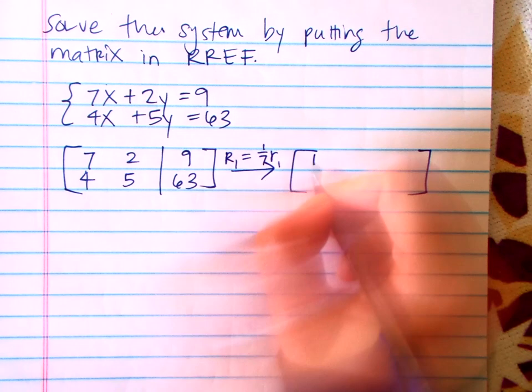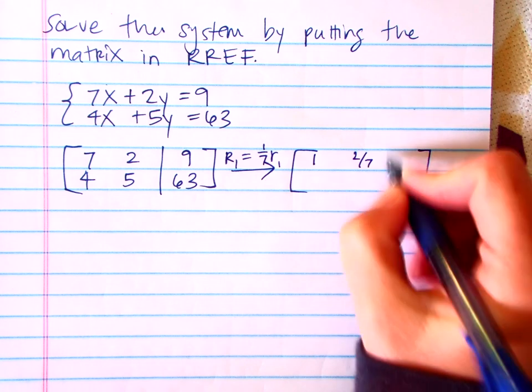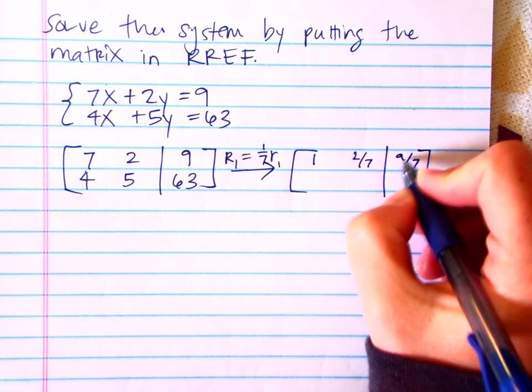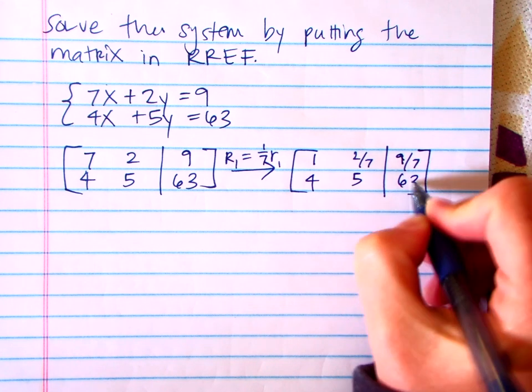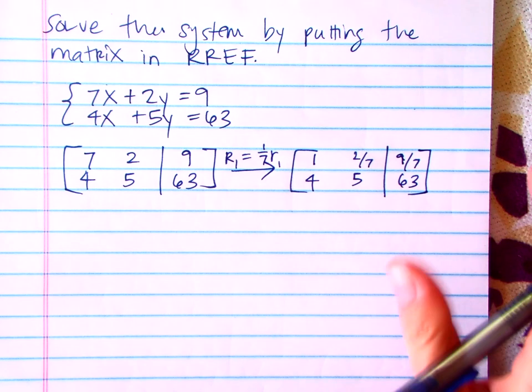7 divided by 7 is 1. 2 divided by 7 is just 2/7. 9 divided by 7 is 9/7. Ew, fractions, gross. Alright, second row, I didn't touch it, so I'm leaving it alone.